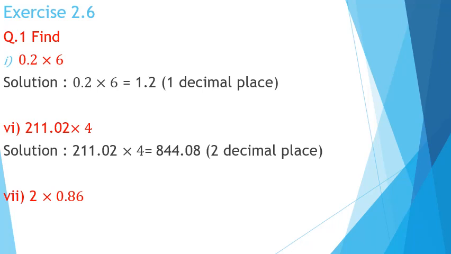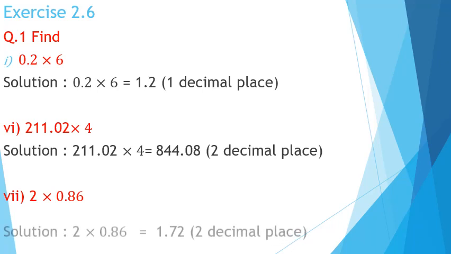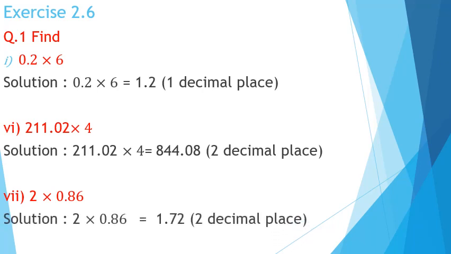Our next question, question number 7, 2 multiplied by 0.86. Consider 86 multiplied by 2, we get the answer 172. In the question, there are two decimal places, so from the right side, remove 2 digits and put the decimal point. So we get 2 multiplied by 0.86 equals 1.72.